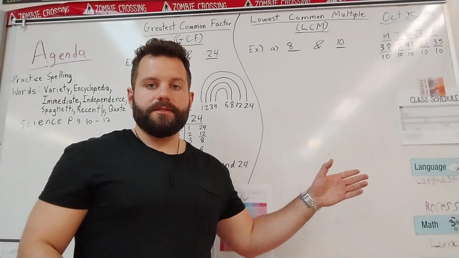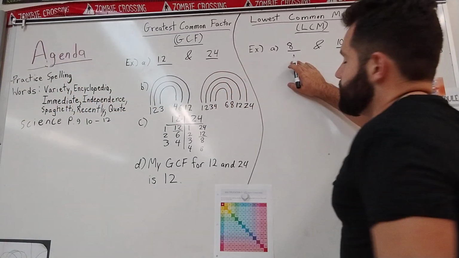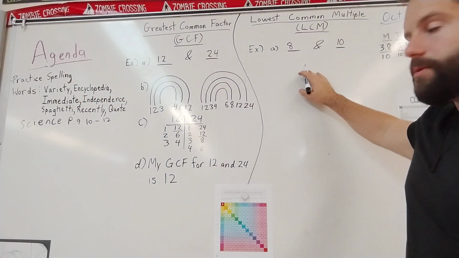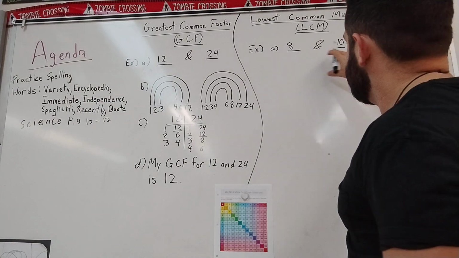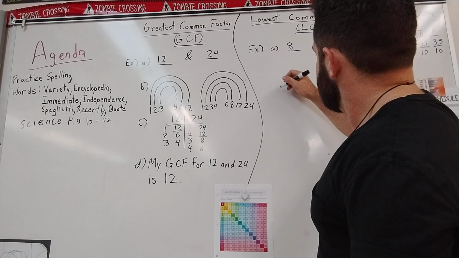Now we can move on to the LCM. The LCM is going to be right here. My LCM, again, is my lowest common multiple. So I have 8 and 10. This is my first step. There's going to be 3 steps to this.